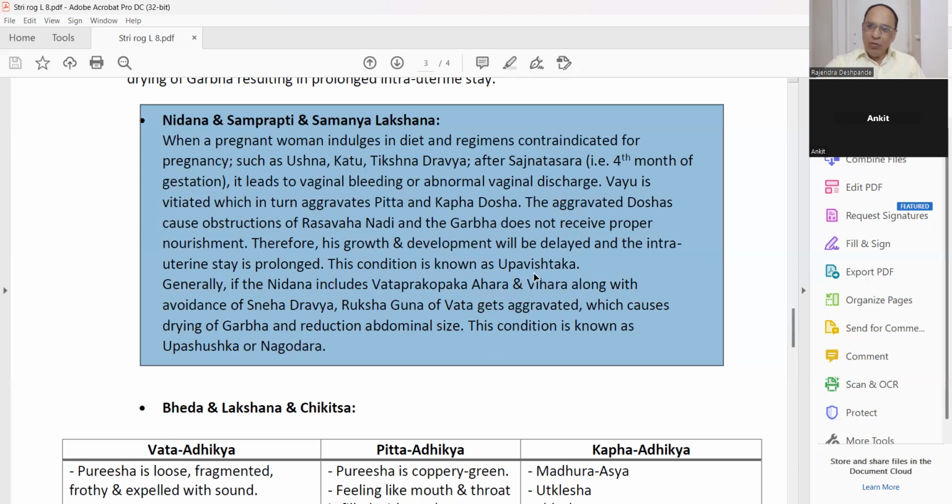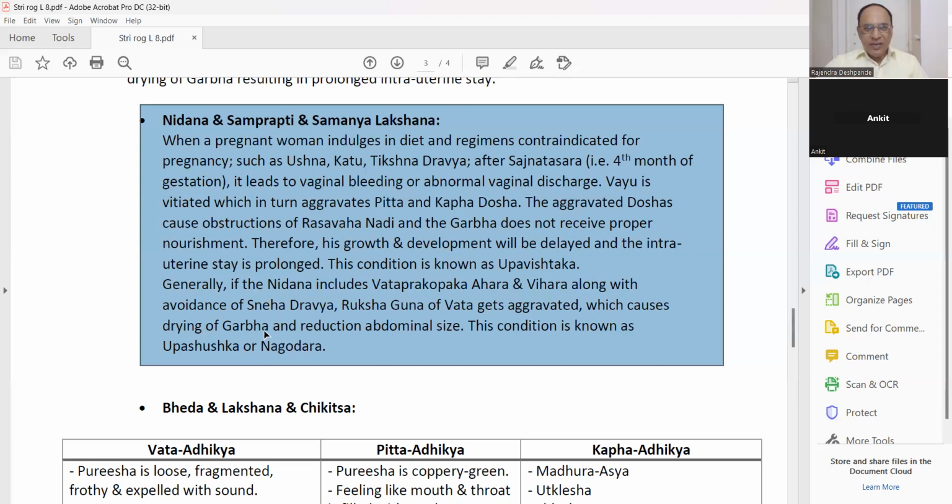If you want to write down, first write down this word: Upavishtaka is equal to, growth and development is delayed, and second, intrauterine stay is prolonged. That is called Upavishtaka.